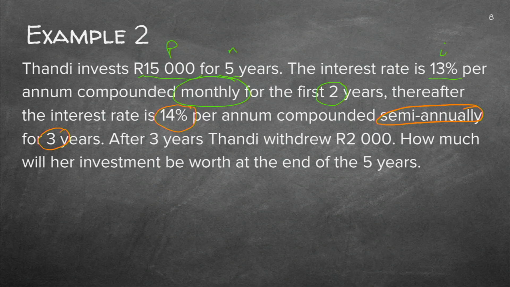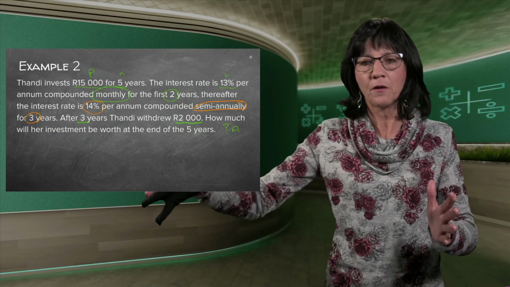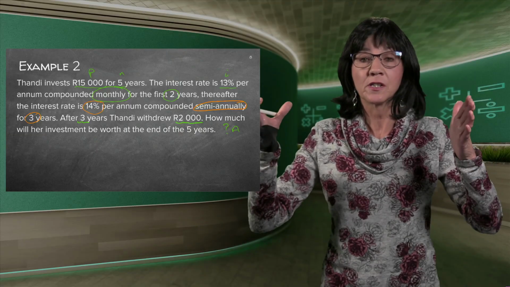And then, after the 3 years, Thandi withdrew 2,000 Rand. How much will her investment be worth at the end of the 5 years? How much will the end amount be? It means the very end amount after 5 years. So the whole timeline consists of 5 years.